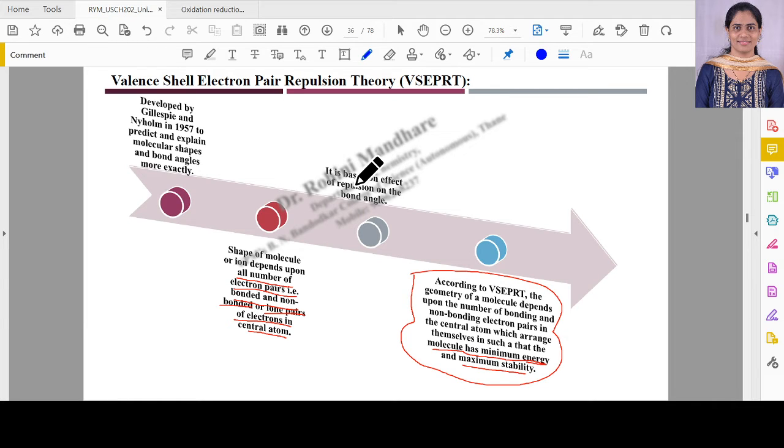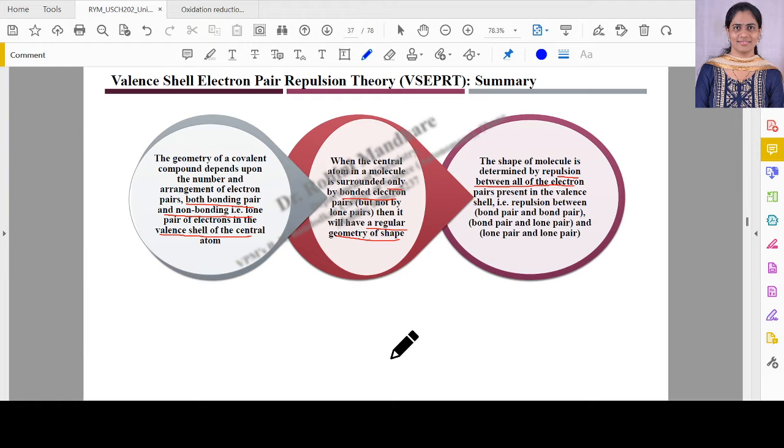So VSEPR was developed. What is the full form of this? It is Valence Shell Electron Pair Repulsion theory, which was developed by Gillespie and Nyholm. According to this theory, the geometry of a molecule depends upon the total number of bonding and non-bonding electron pairs present in the valence shell of the central atom. They arrange themselves in such a way that the molecule will have minimum energy and maximum stability. Everyone is trying towards stability, so just check out the summary.